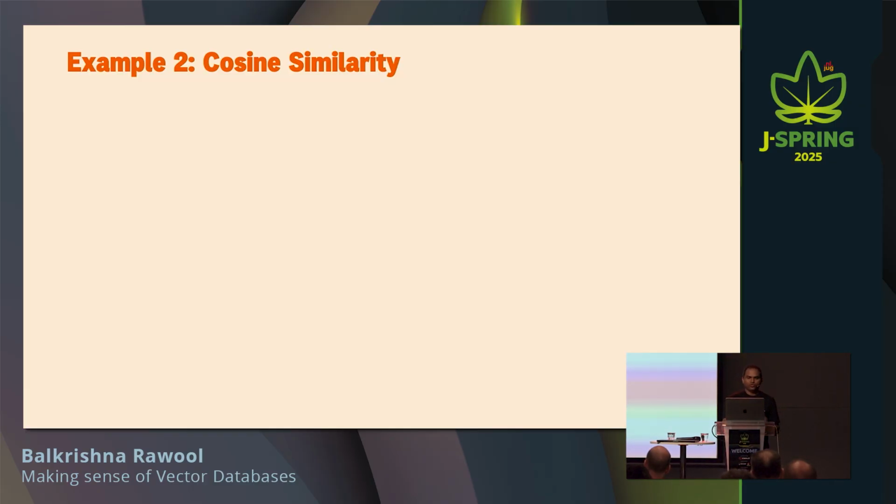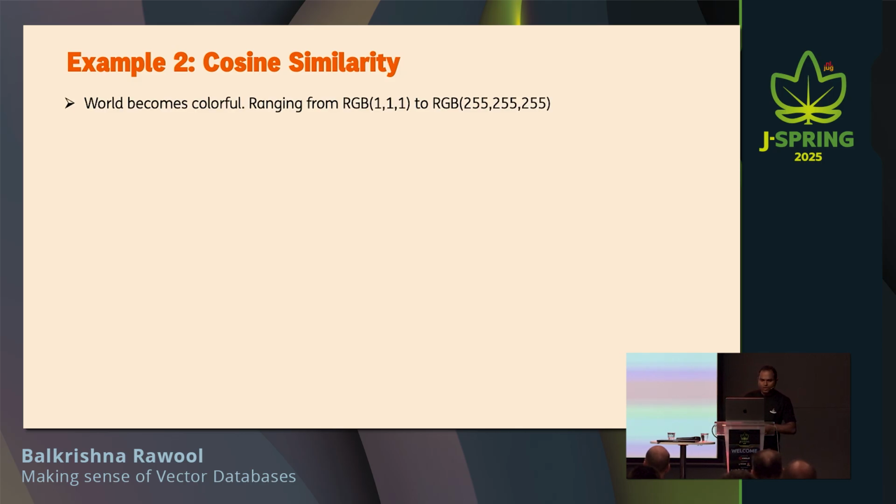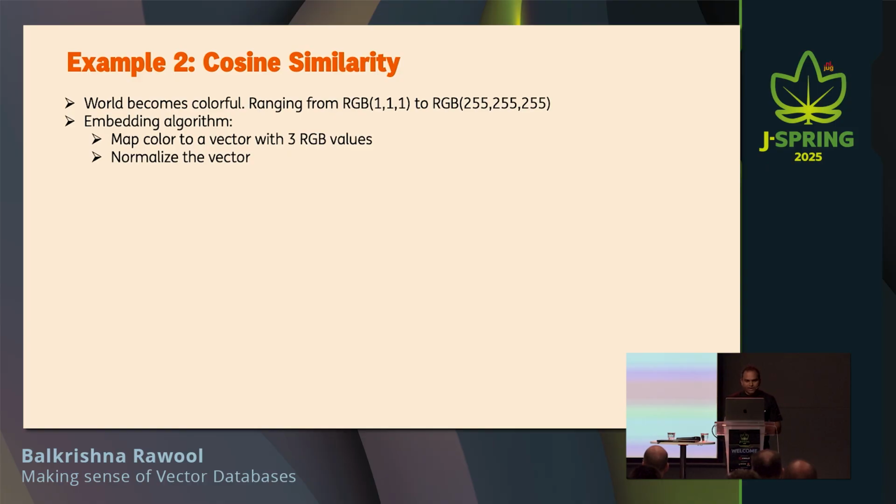So for that, what we're going to do is expand the first example that we discussed, and go from a gray world to a more colorful world, with colors ranging from RGB 1,1,1 to RGB 255,255,255, basically a lot of colors. The embedding algorithm that we will use maps these colors to a vector with these 3 RGB values. So we get a 3-dimensional vector, and then we will normalize that vector.